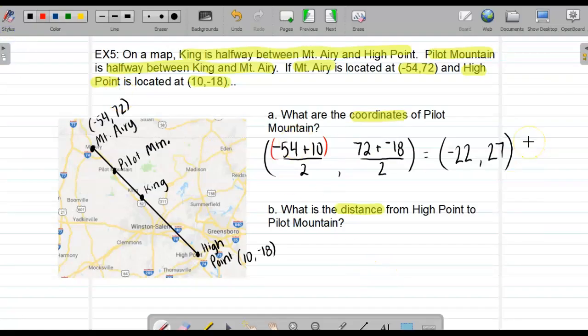Okay, questions? All right, is this our answer? No. That's King. So now I've got to use what I just found here, and I've got to find the midpoint between Mount Airy and King. So I'm going to have to do this again. So for this one, let's see, Madison, what would I do to find the midpoint between Mount Airy and King?